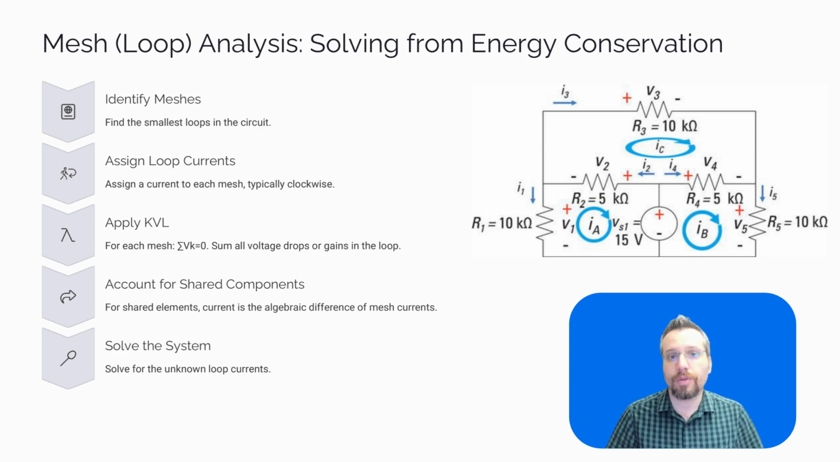In mesh analysis, we focus on loop currents. We assume one current per loop and apply KVL to each loop. To run the mesh analysis, we have to follow this procedure. First, identify all meshes. Then assign a current to each mesh, which is usually clockwise. After that, we apply KVL around each loop. Remember, for shared elements, current is the difference of mesh currents. At the end, we solve the system.